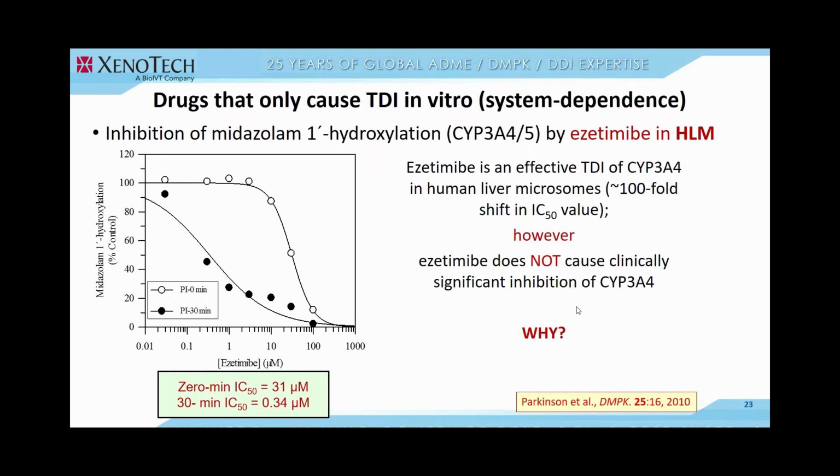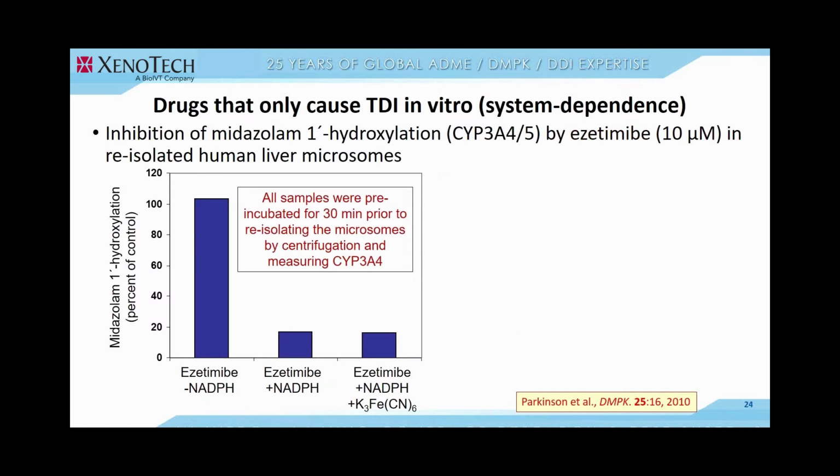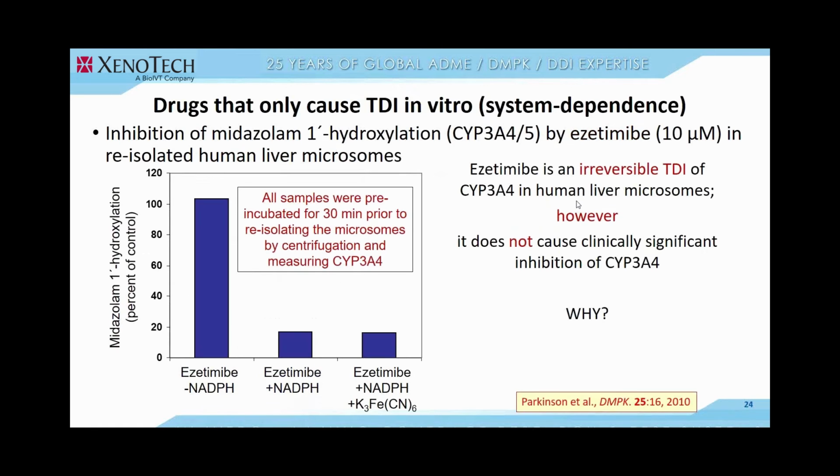So why is that? Looking a little bit further, we used the ultracentrifugation method, and we found that ezetimibe minus NADPH, of course, does nothing. With NADPH and after ultracentrifugation, we don't see reversal. And with ferricyanide, we don't see reversal either. We know we don't have a quasi-irreversible inhibitor. This is a true irreversible inhibitor of CYP3A4. So we know that, and it still does not cause clinically significant inhibition.